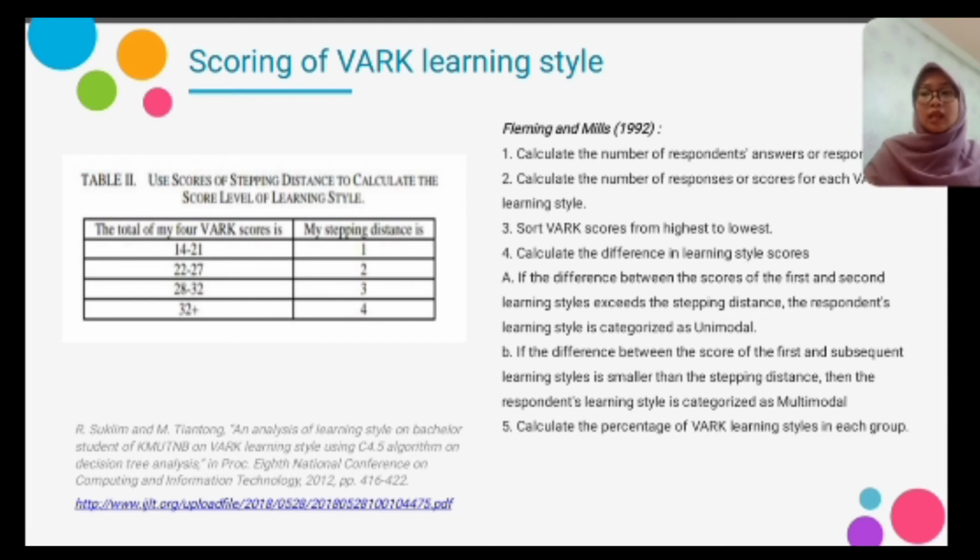And learning styles are divided into 2, namely unimodal and multimodal. If the respondent chooses more answers with code V, or visual, it means visual learning style, and it is called unimodal. And if there is the same score number between V.A.R.K codes and the respondent has more than one learning style, it is called multimodal.